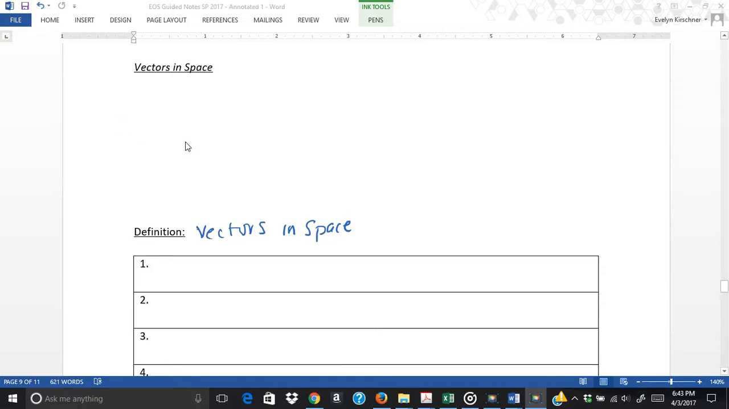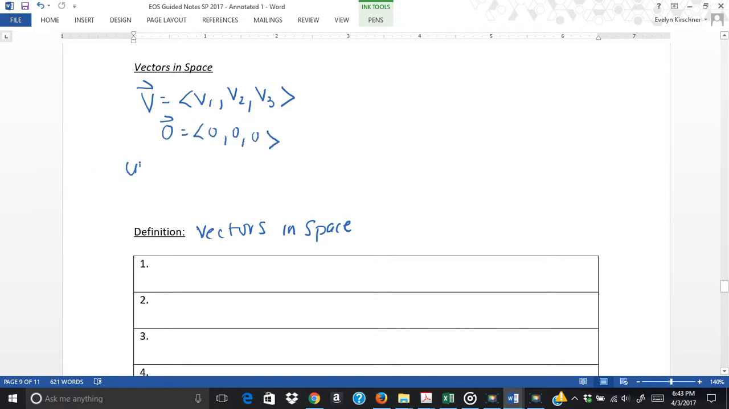Looking at vectors in space, and vectors are denoted very similarly. So I have my vector v, and it's denoted by 3 coordinates, just like that. Okay, the 0 vector, 0, is just 0, 0, 0.